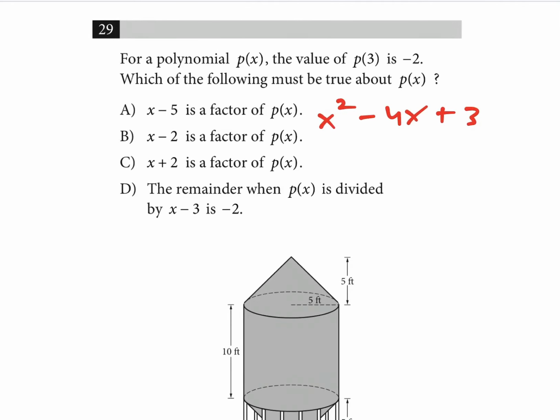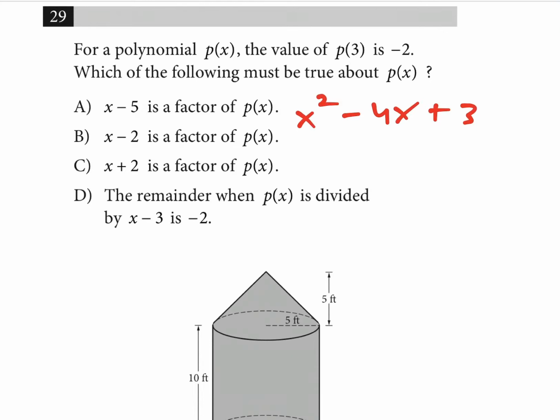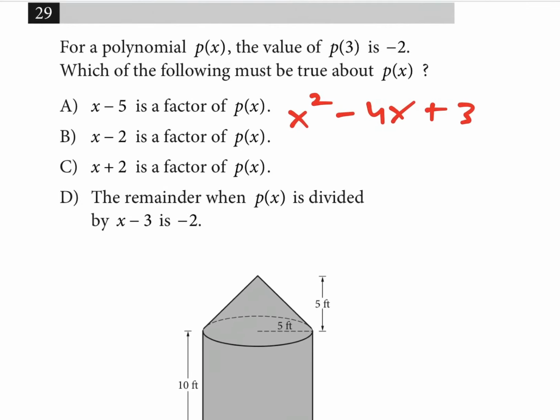This says for a polynomial p of x, the value of p of 3 is negative 2. Which of the following must be true about p of x? So to answer this question, we need to know one specific theorem, which is called the binomial factor theorem. And it essentially states that if I have a polynomial and I divide it by a binomial, the constant in that binomial being plugged into the polynomial will tell us the value of the remainder.